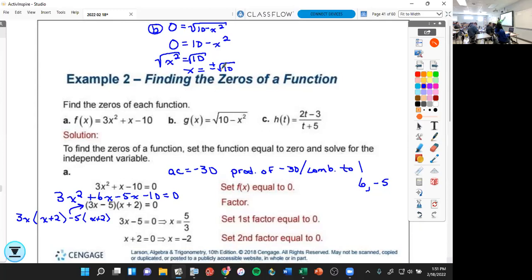Because if I plugged the square root of 10 in, the positive one, let's plug a positive square root of 10 in here. What is positive square root of 10 squared? What is the square root of 10 squared? 10. What is 10 minus 10? 0. What if I put in a negative number here? A negative times a negative? So I have a negative square root of 10 times a negative square root of 10, which would be positive 10. What is 10 minus 10? Still 0. Okay, so the answer to part B is x equals plus or minus the square root of 10.